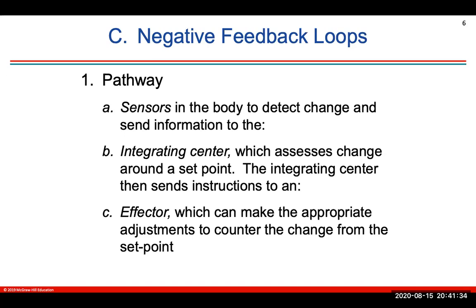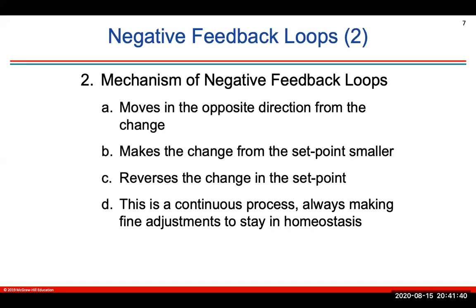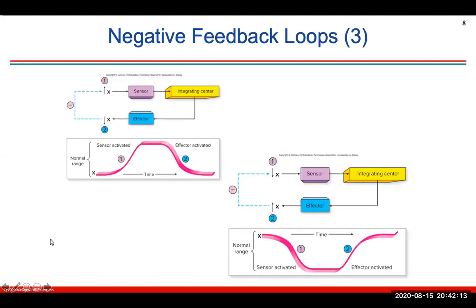And again, the effector can be blood vessels or muscles. Then the mechanism continues. It will move in the opposite direction from the change in a negative feedback system. It'll make the change from the set point smaller. It will reverse the change. This is a continuous process. Your body's always making fine adjustments to try to maintain homeostasis. Whether that's body temperature, this is why right now, if it's 100 degrees outside, you're probably sweating. If you're cold, your body will automatically initiate shivering to try to warm up. So this is the negative feedback loop, taking into account what a sensor is and what an effector is.